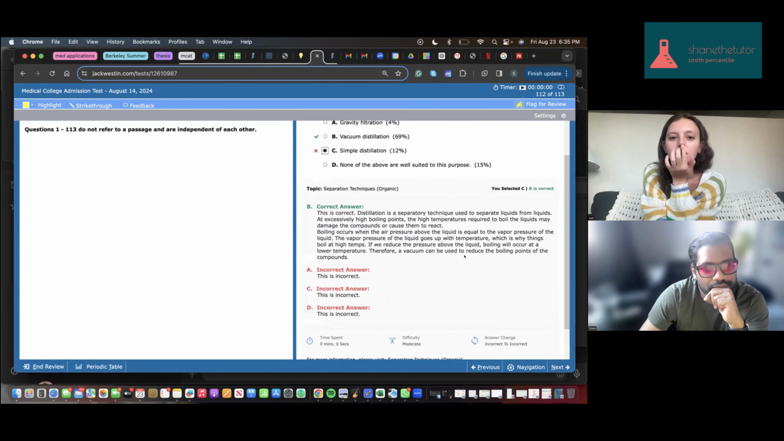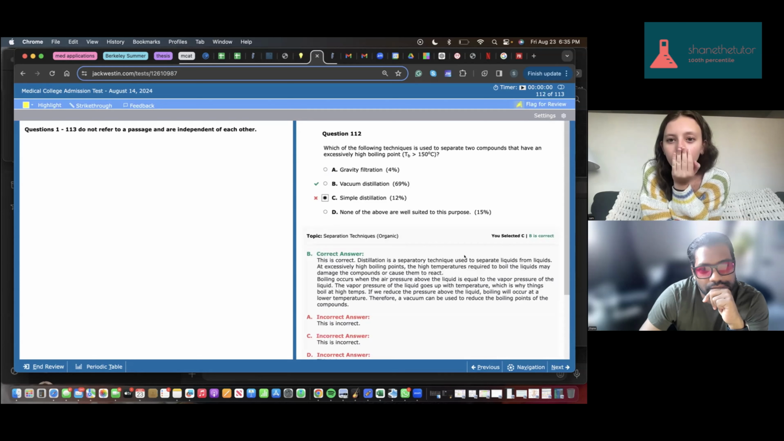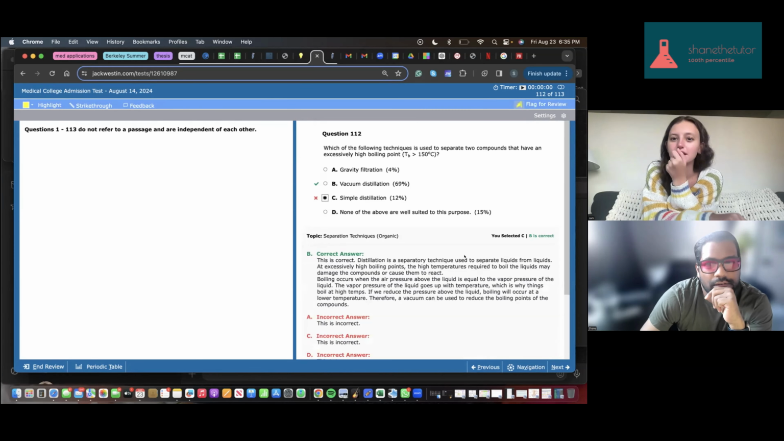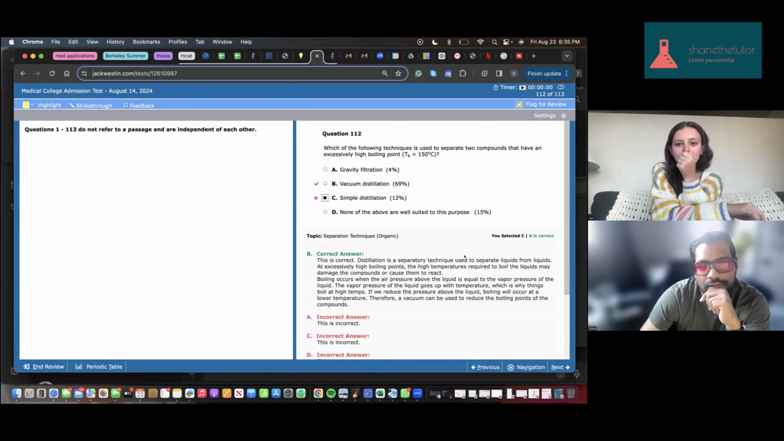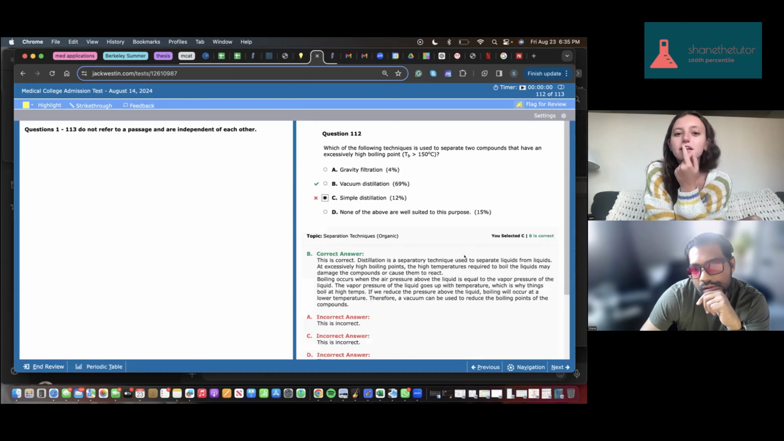Which technique is used to separate two compounds? I'm just thinking, like distilled water, you use an autoclave to sterilize medical tools. So vacuum distillation, I guess, is the answer because when you seal the autoclave, it creates a vacuum, and you can put it into distilled water.